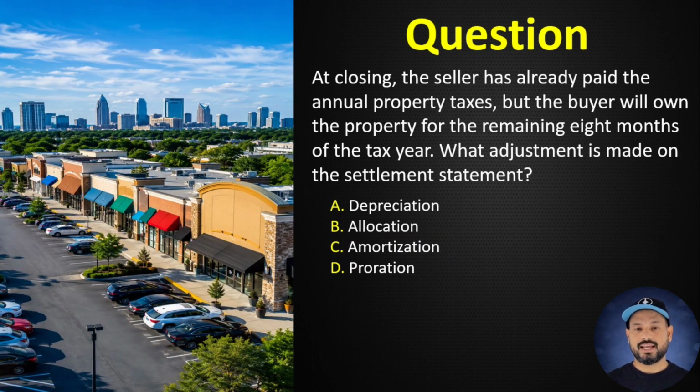Question number 28. At closing, the seller has already paid the annual property taxes, but the buyer will own the property for the remaining 8 months of the tax year. What adjustment is made on the settlement statement? A. Depreciation. B. Allocation. C. Amortization. D. Proration. Correct answer: D. Proration. Proration allocates prepaid expenses fairly between buyer and seller.